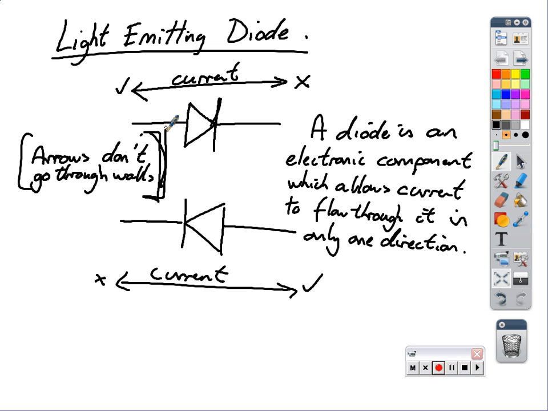Okay, so light emitting diodes. We're going to look at diodes first. Diodes only allow current to flow through in one direction. If you put them in a circuit with the diode facing the wrong way, then some will light and some will not light.